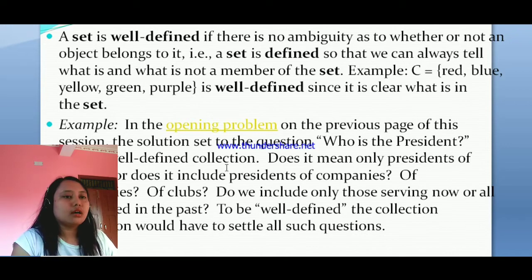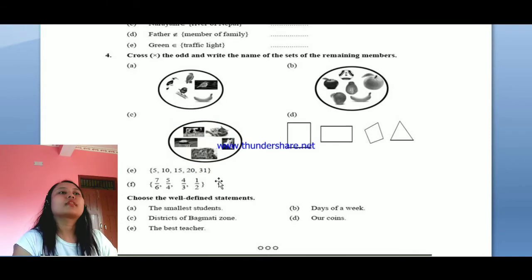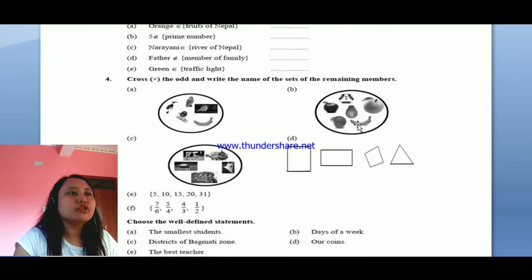Now, this is about the well-defined question. If such a well-defined question is not given, then we are unable to define the set. Okay, let's discuss question number 3 now.